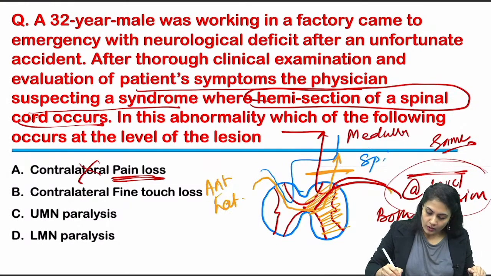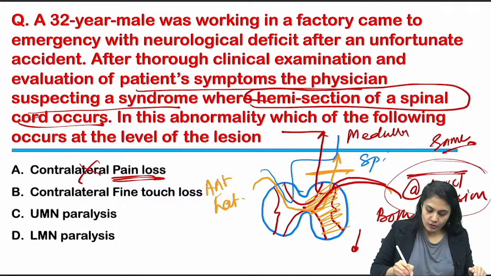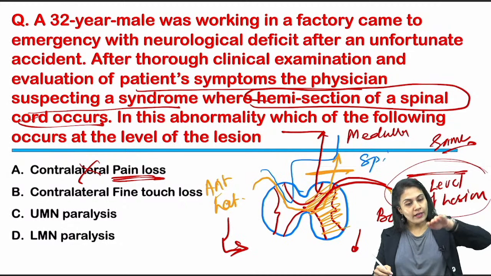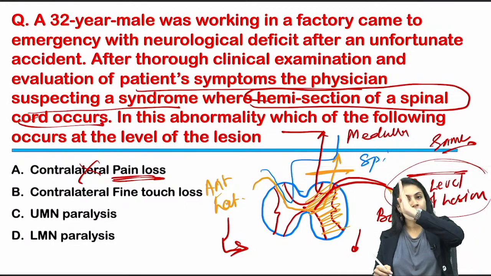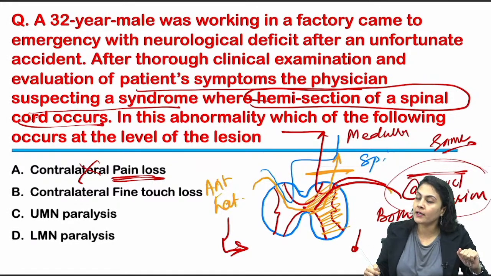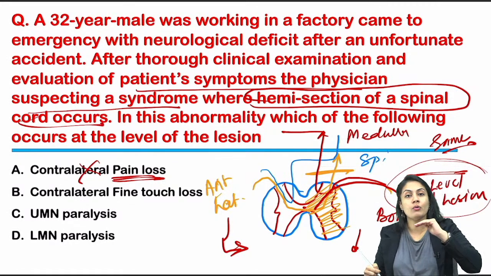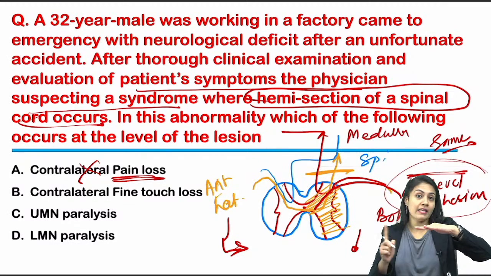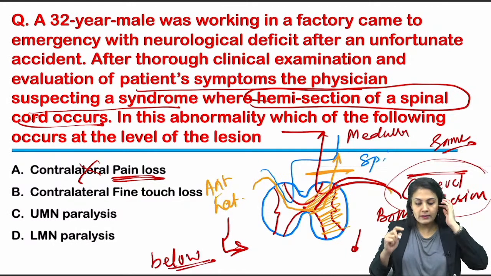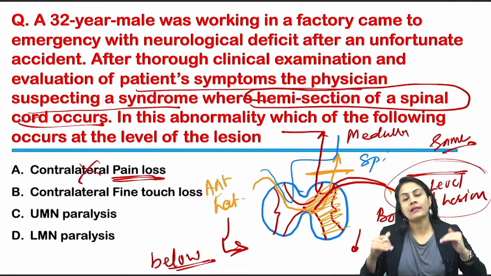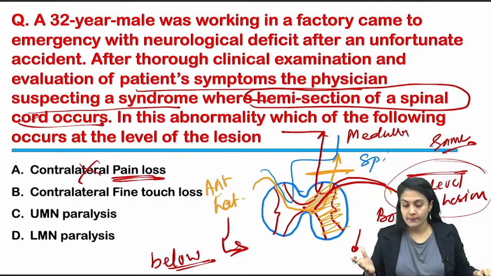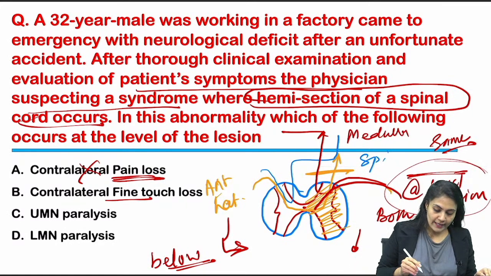Yes, if I talk in terms of below the lesion, what is going to happen? In that case, definitely the anterolateral tract already has been crossed, so there will be contralateral loss of pain and temperature, but they are asking about the same level. At the same level, that will not happen. Below that lesion will be the loss of pain and temperature on the opposite side.